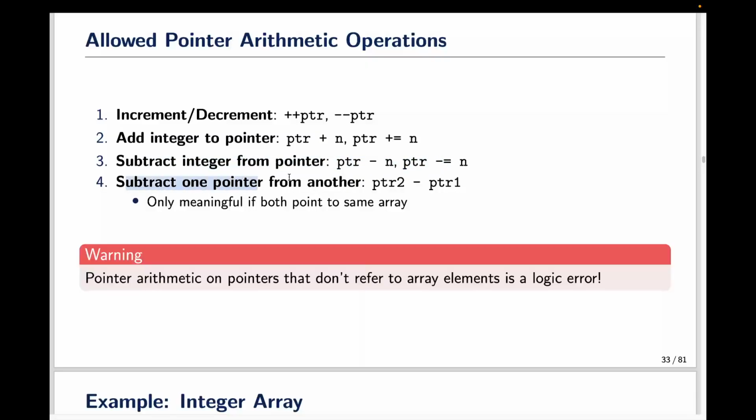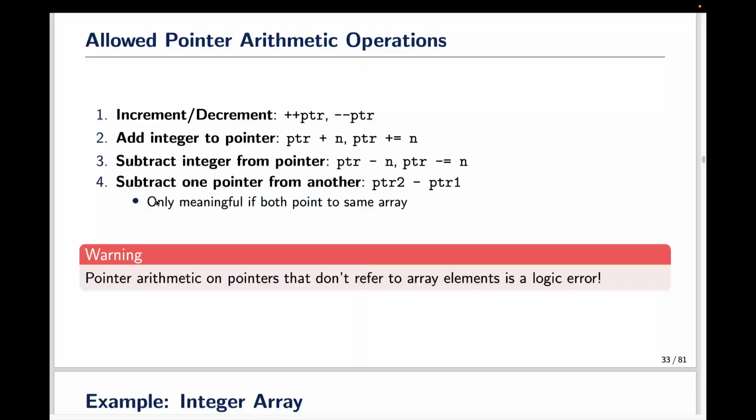Plus, you can subtract one pointer from another as well. Supposing one pointer is pointing inside an array to the last address of the array, and one pointer is pointing somewhere in between. You can subtract those two and find out the length of your array as well, or maybe the half length or whatever. But remember, it is only meaningful if both point to the same array.